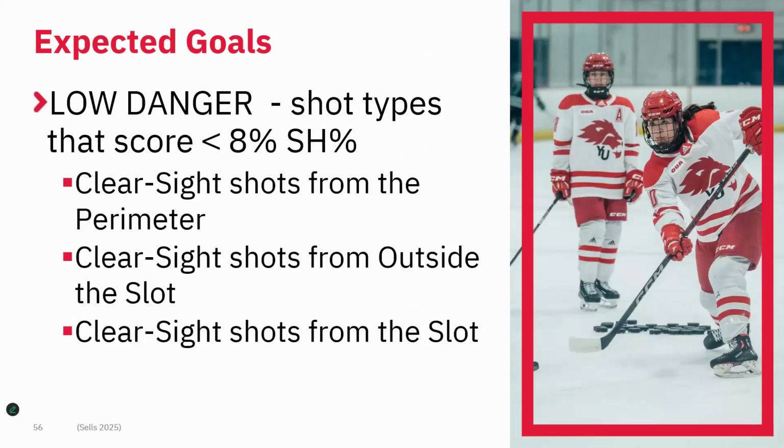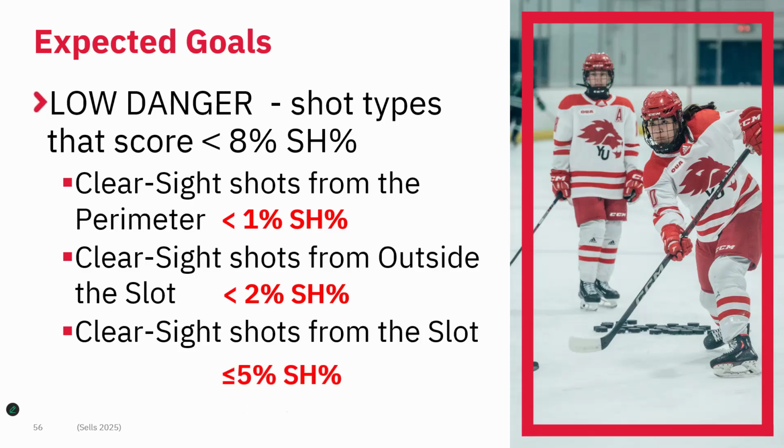Low danger shots are ones that are less than 8%. So these are clear-sighted shots from the perimeter, which is less than 1%, meaning you need to shoot 100 of these shots for one to go in. Usually that's the goalie making a mistake. Then clear-sighted shots from outside the slot, which is about 2%, so 50 shots to score one, and clear-sighted shots from the slot, which is less than 5%.